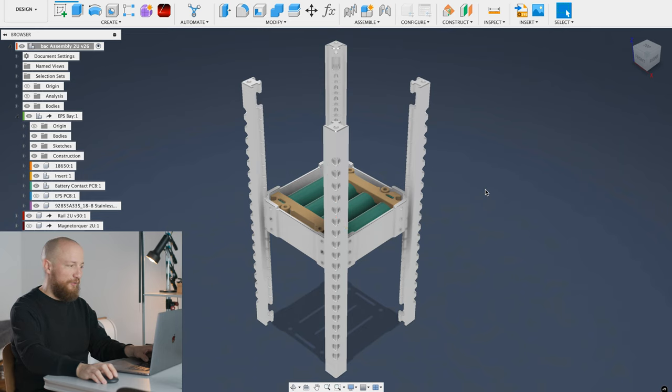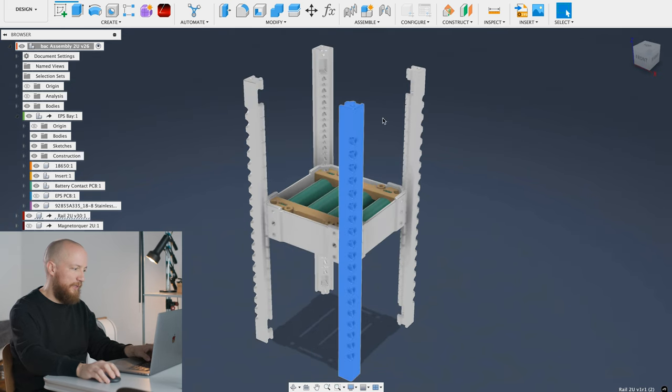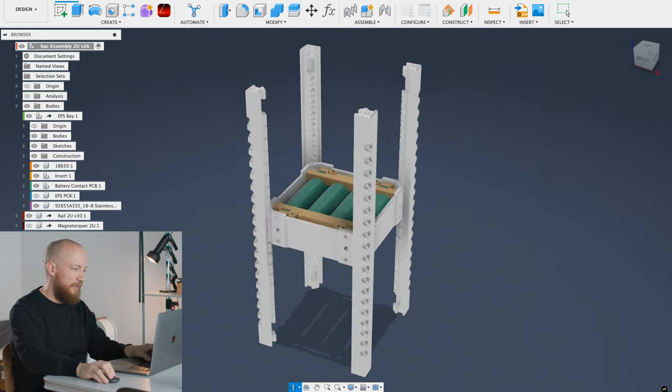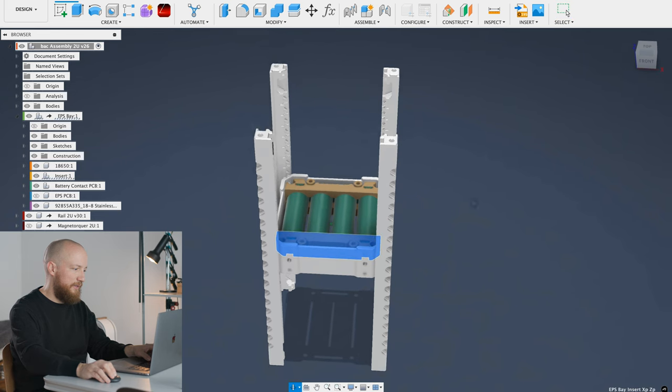So we are back in Fusion 360, for the moment at least, because I plan to switch to FreeCAD in the not too distant future. And I think when we last talked about the structure, we basically left off here. We had the rails done and the EPS bay and these inserts that hold the batteries.